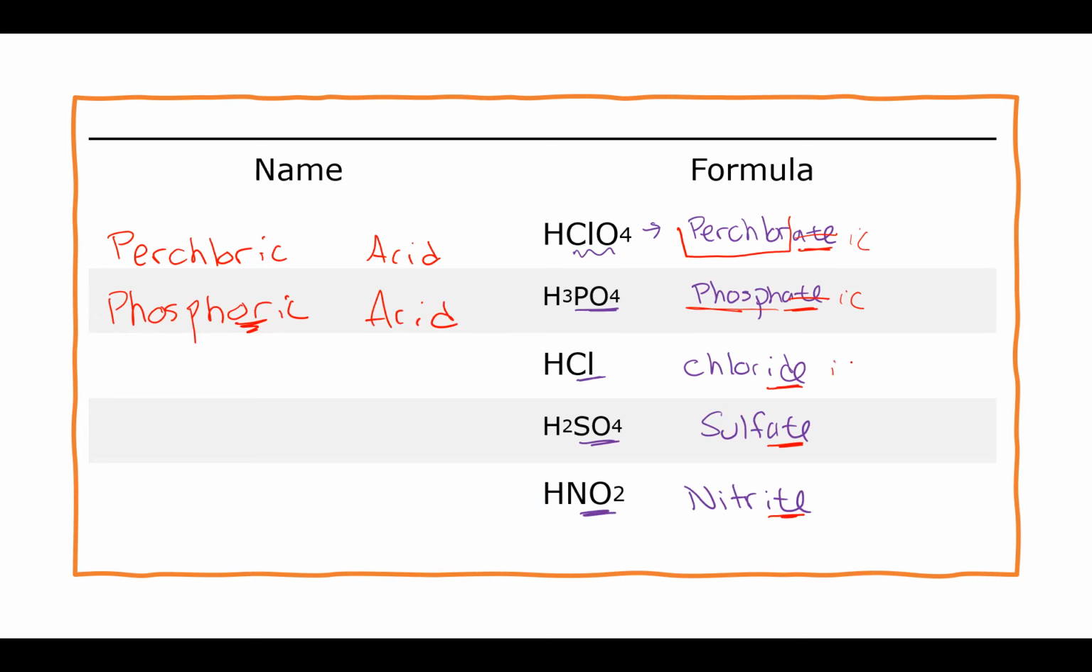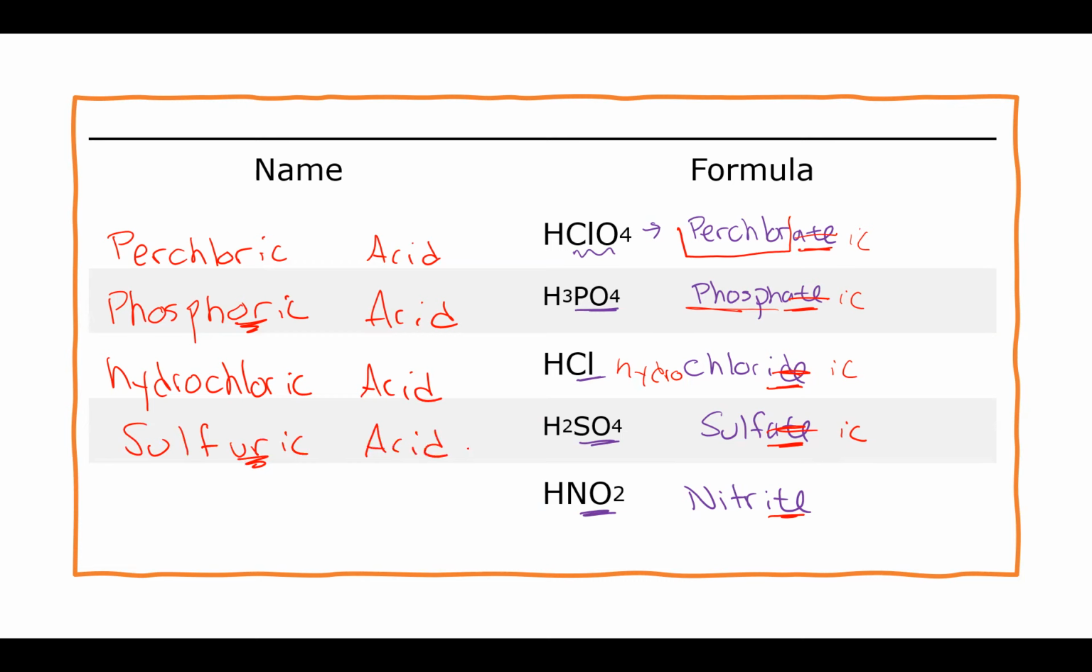Here we have chloride. Ide goes to ic as well, but we have to add that hydro. So this becomes hydrochloric acid. Okay, sulfate, as we've seen, goes to ic. This is our other exception of extra letters. So sulf, but then add the UR, and then put the ic, and then acid. And then finally, nitrite. So ite goes to ous. So this would be nitr, like normal, that root there, and then ous. So it becomes nitrous acid.